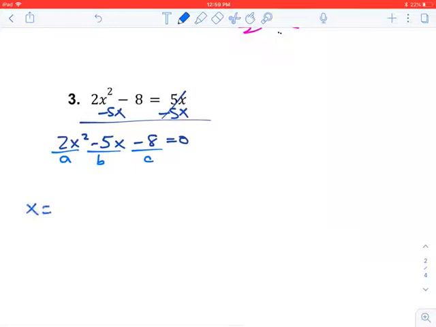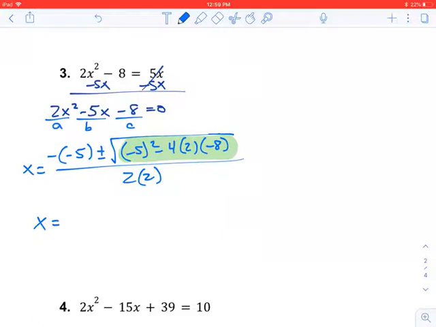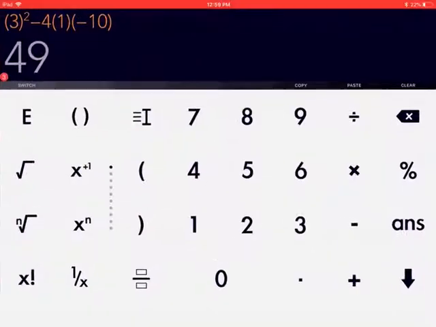So x equals -5, since that's b, plus or minus negative 5 squared minus 4 times a, which is 2, times c, which is negative 8. All of that over 2 times a, which is 2. Okay, so I'm going to put that in my calculator after I get this written down. So negative and negative makes positive 5. And then all over 2 times 2 is 4. All right, so let's figure out what that is.